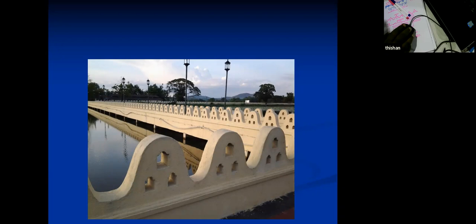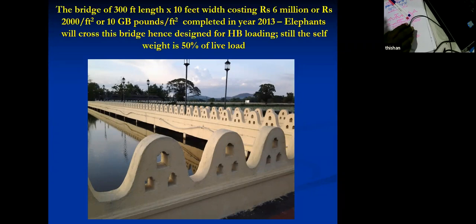So basically, you might ask what was the cost of this 300 feet long bridge? At Mahiyangane, because sand was readily available, we got sand at a very low cost, but everything else came at the normal prices. And the cost of the bridge was 6 million rupees, very low cost. So you can see the cost of the bridge is only 6 million rupees.